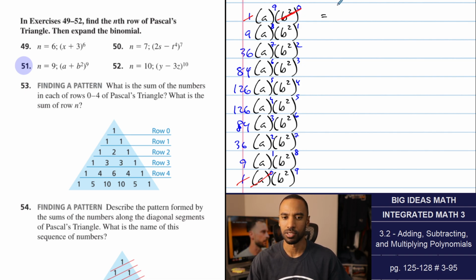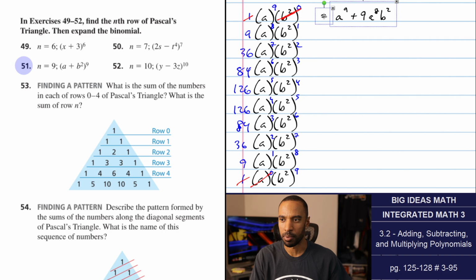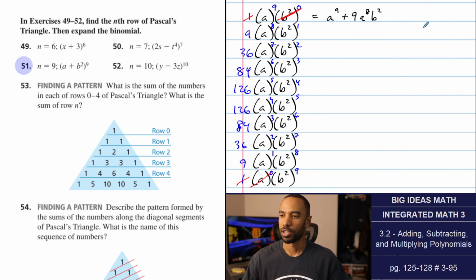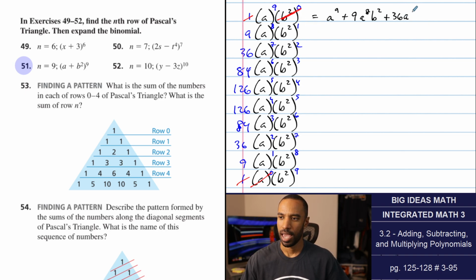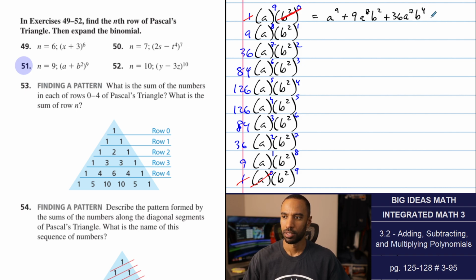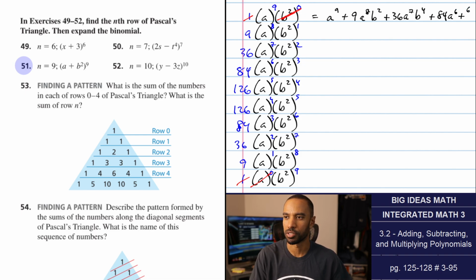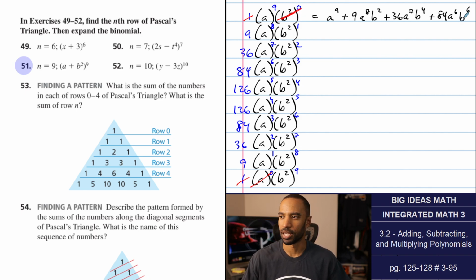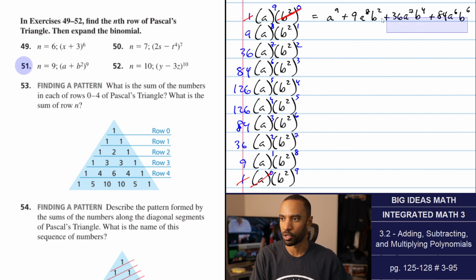So the final answer is a to the 9th, plus 9a to the 8th b squared. I forgot the b is squared. We still have to square these b's, if you know what I mean. Plus 36a to the 7th b to the 4th, plus 84a to the 6th b to the 6th. Why did I write a plus? It's a b. B to the 6th.